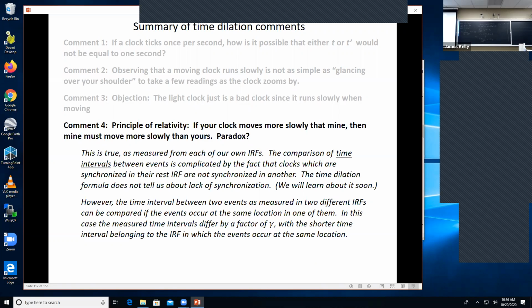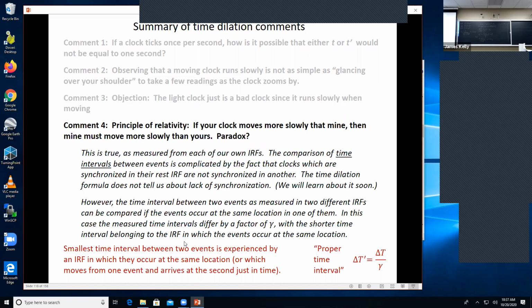If we're comparing Earth's point of view to something moving, it's that moving point that's going to be present at both events, okay? What that tells us is that the smallest time interval between two events is always experienced by the inertial reference frame in which they occur at the same location. That's given a special name, the proper frame, and this shortest time interval is sometimes called the proper time interval, the interval experienced by a person who's present at both of the events in question.